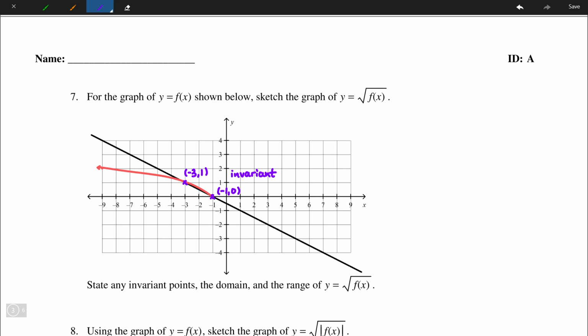Okay. Notice that in this first part of the graph, when the y values of the original function were between 0 and 1, the square root of those values will always be greater than the original values, so the curve in red is higher or above the original line. Once we are past the point (-3, 1), however, the y values are then greater than 1 in the original function. As such, their square roots will be less than that function. And we can see that the red curve is below the original line.